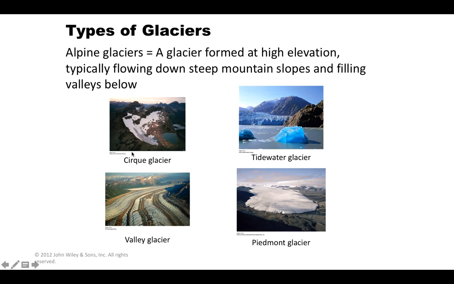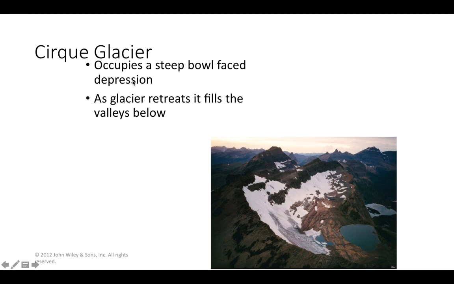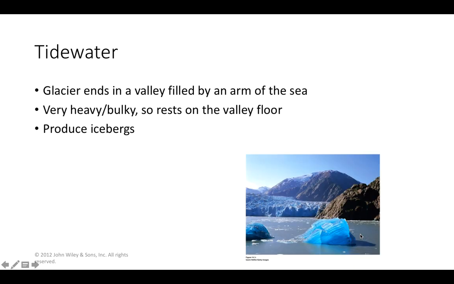A cirque glacier, let's look, I have these in bigger. So a cirque glacier is going to occupy a steep bowl, a depression, right, in a mountain. And as it retreats, it's going to fill the valley below. So you get these nice, look at those nice alpine lakes. Actually, I can't tell if that's an alpine lake or if that's more of a glacier or just some snow. Well, here, glacial alpine lake.